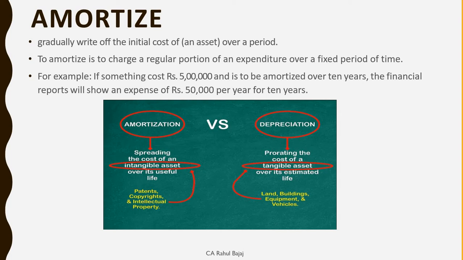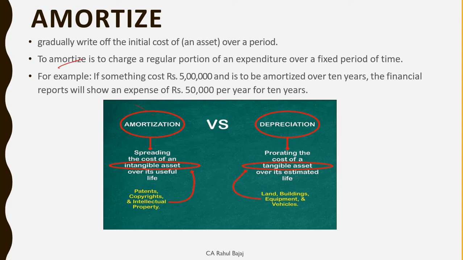Here, if we take one example in which the cost of the asset is 5 lakh rupees and it has to be amortized over 10 years, then every year we will expense out 50,000 as amortization expense.